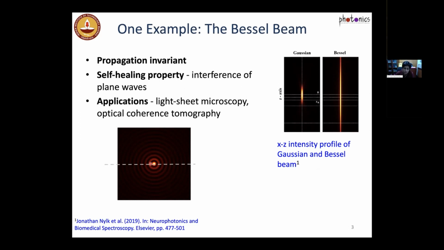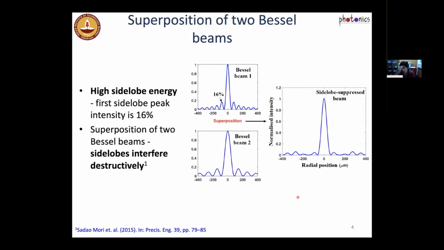You're using the central core for your imaging application or for whatever application, but you do have these side lobes, although of lower intensity, lower peak intensity, but they still do exist. So our requirement, and especially for applications like light sheet microscopy or OCT, is that could we get a Bessel-like beam which had the properties of propagation invariance and self-healing with the reduced side lobes? So there has been some work done on this earlier.